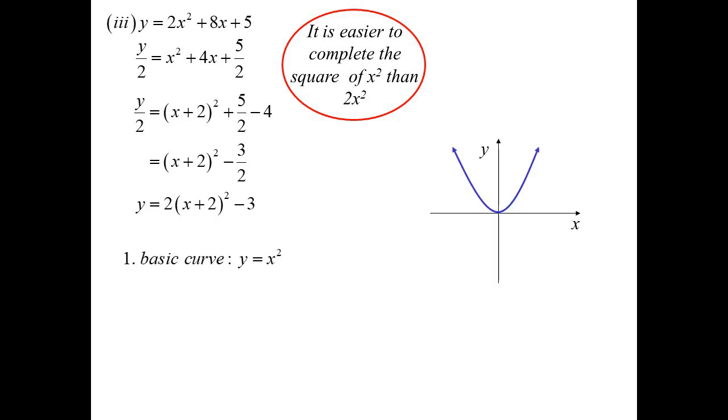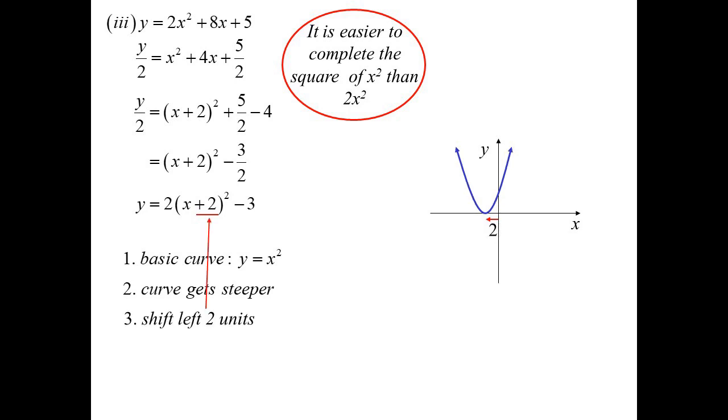So all right, it's our basic curve, y equals x squared. The curve gets steeper, because instead of x squared, we've got 2x squared. We'll talk a bit more about steepness and shallowness later, but essentially that makes it steeper. We've shifted it left 2 units, and we've shifted it down 3 units, and there's our new parabola.